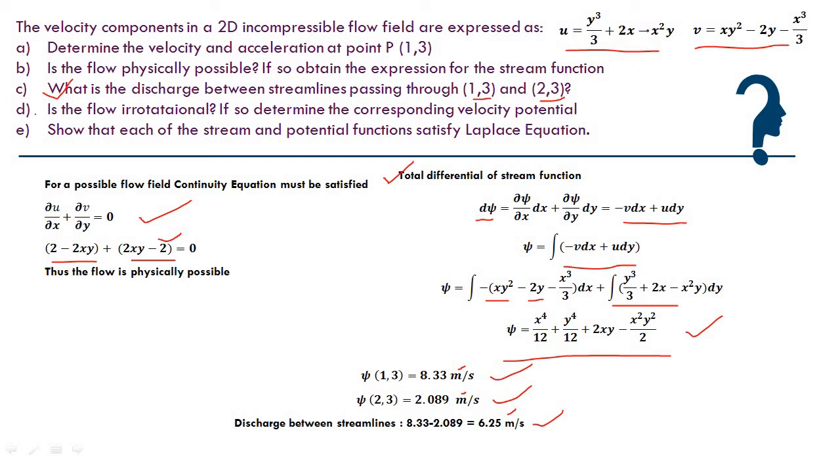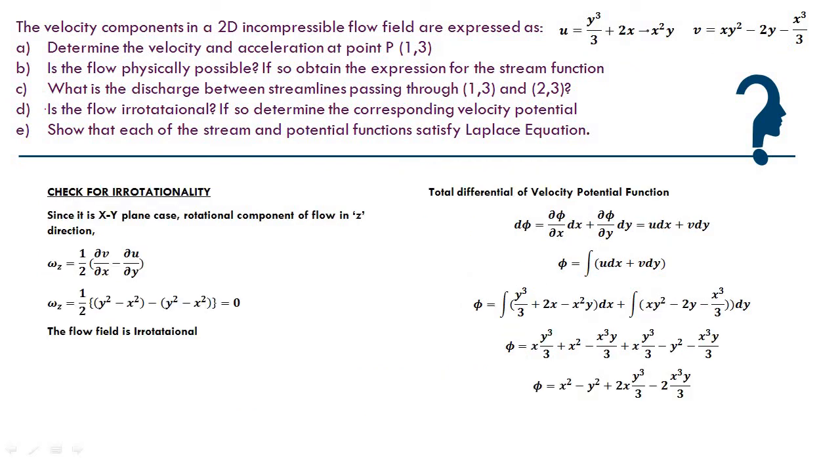And the fourth part of the problem: is the flow irrotational? That is, we have to check the irrotationality of the flow. If it is irrotational, that is a potential flow, then we can find out the velocity potential phi. So how to check the irrotationality? Again, the flow is happening in the xy plane. We had done a similar problem. So obviously the rotation vector is along the z direction or z axis.